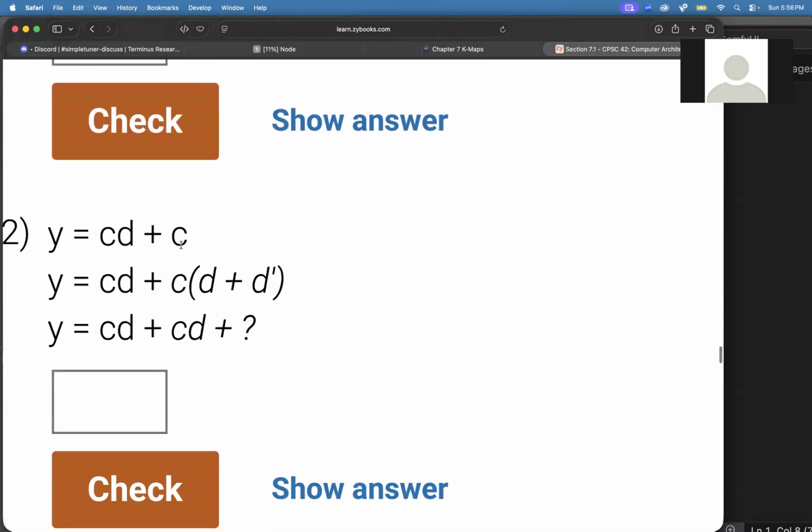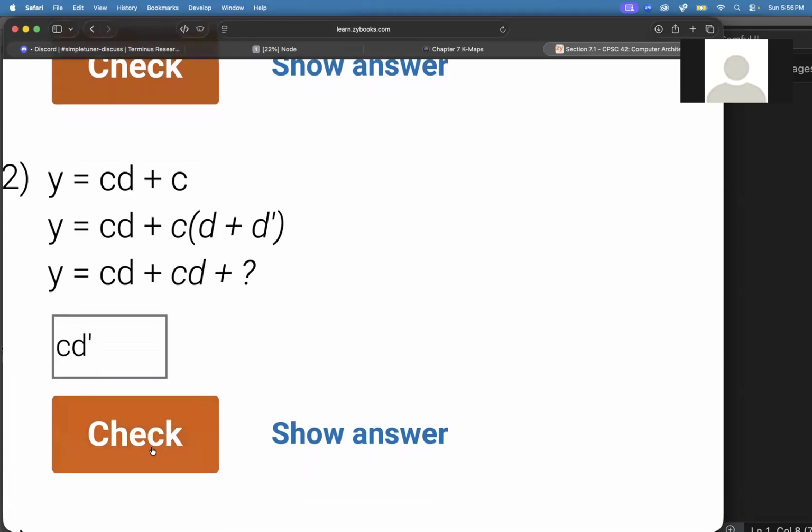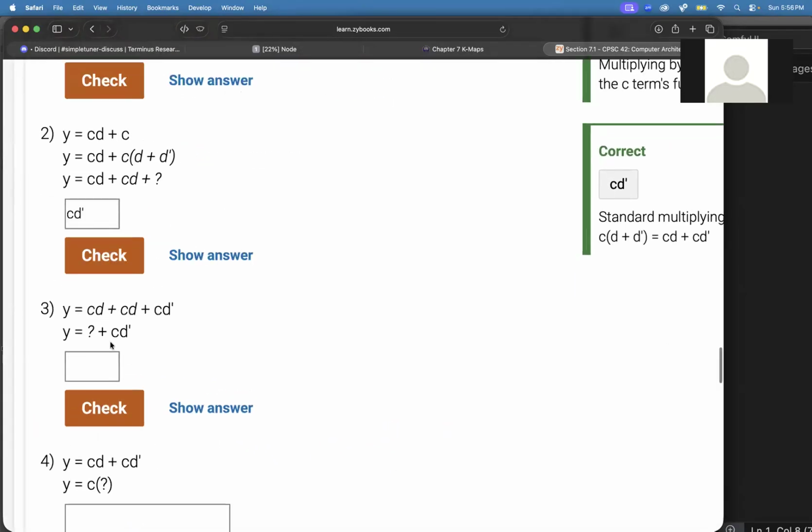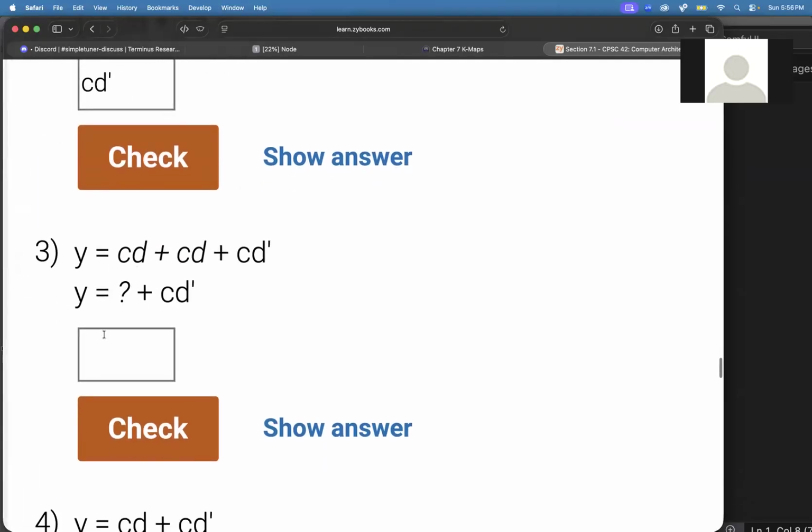Then you did CD plus C, CD plus C, D plus not D. You FOIL that out, or not FOIL, but multiply it out. C times D is CD. C times not D is C not D. Like we literally just did this. So we're just reproducing what I did on the other page.